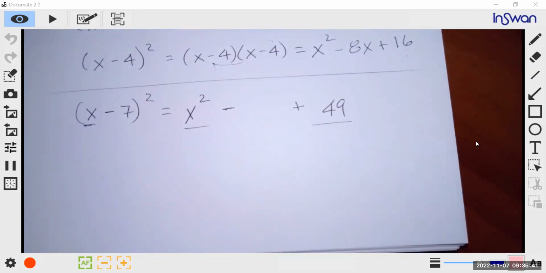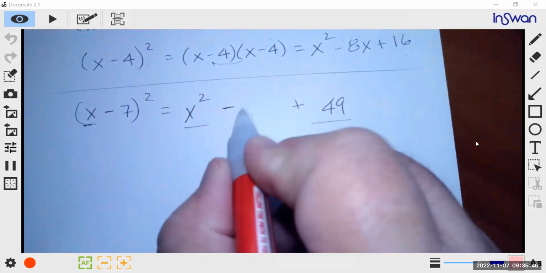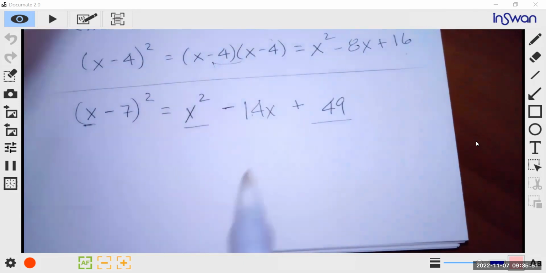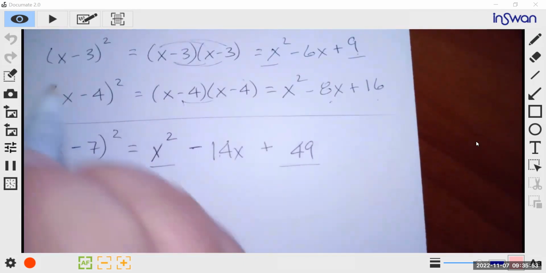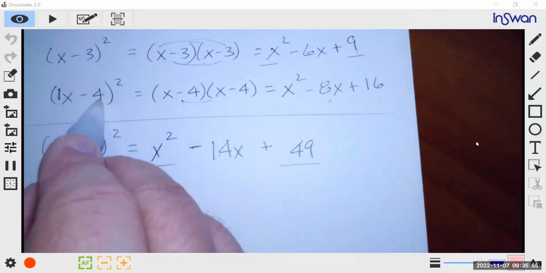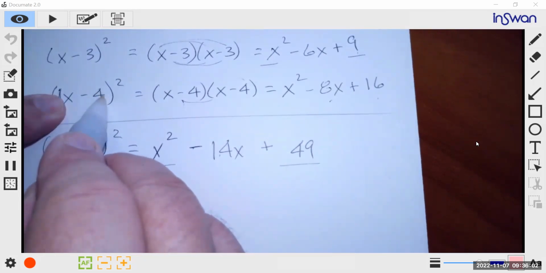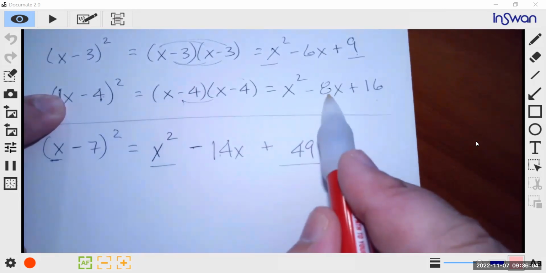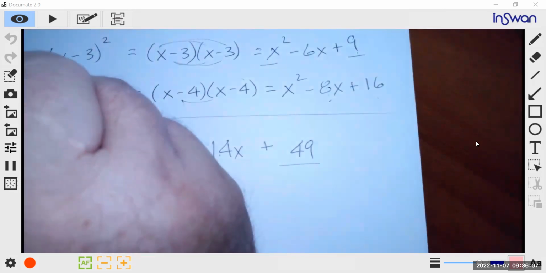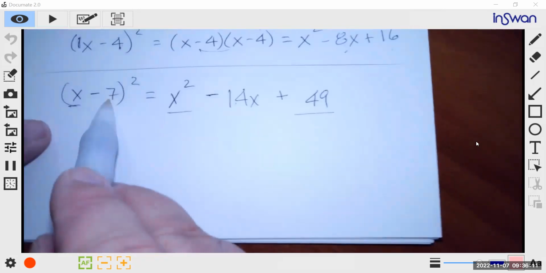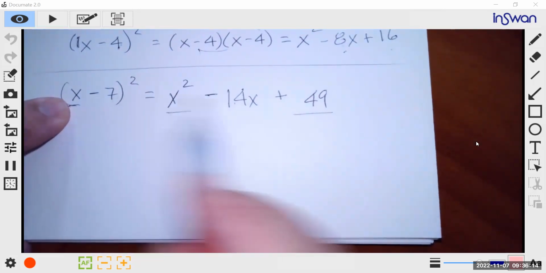Why? Right. What you do here, this is going to be 14x. Because if you notice, the middle term is if you take these numbers, 4 and 1, multiply them together, and times 2, what do you get? 4 times 1 is 4, times 2, 8. 3 times 1 is 3, times 2, 6. 7 times 1 is 7, times 2, 14.